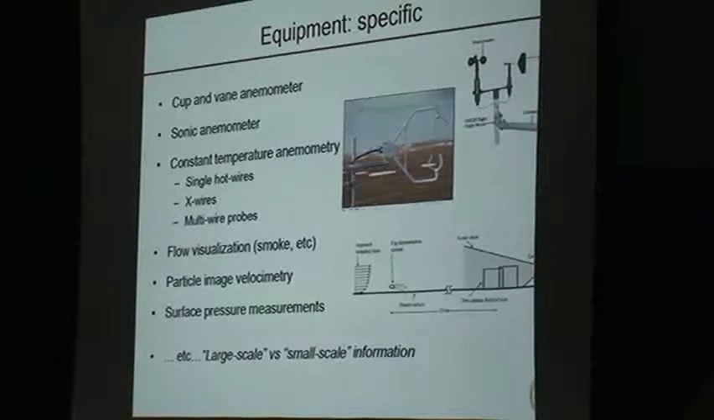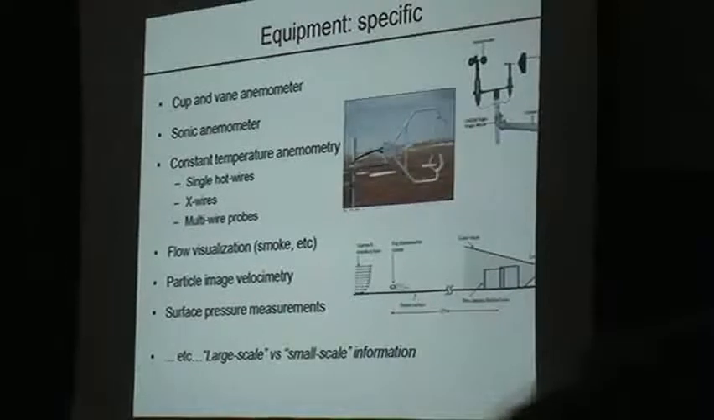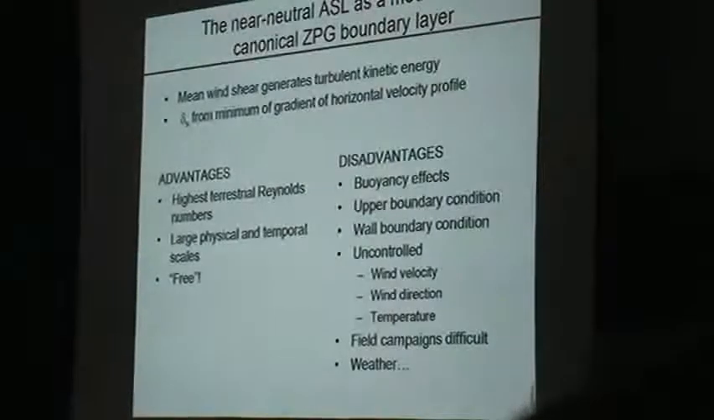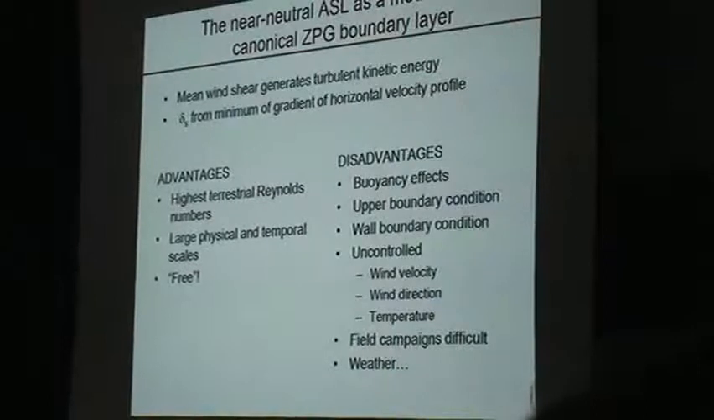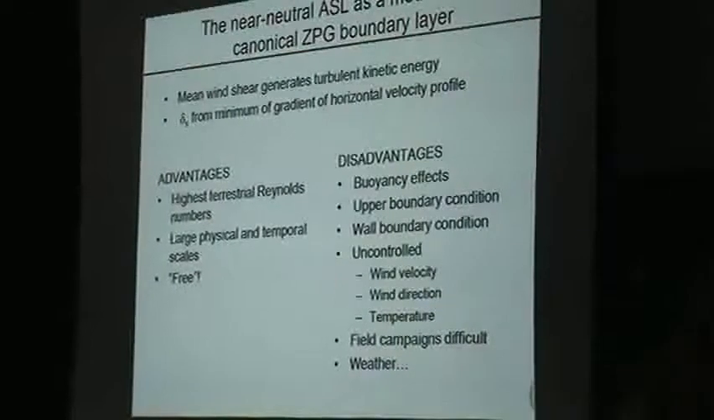The second thing I would stress is you need to identify what question you want to ask. So you can certainly get large-scale, spatially averaged information a lot more simply than you can local, resolved information, but it depends what question you want to ask. So, the near-neutral atmospheric surface layer is the model for the canonical ZPG, zero pressure gradient, boundary layer.